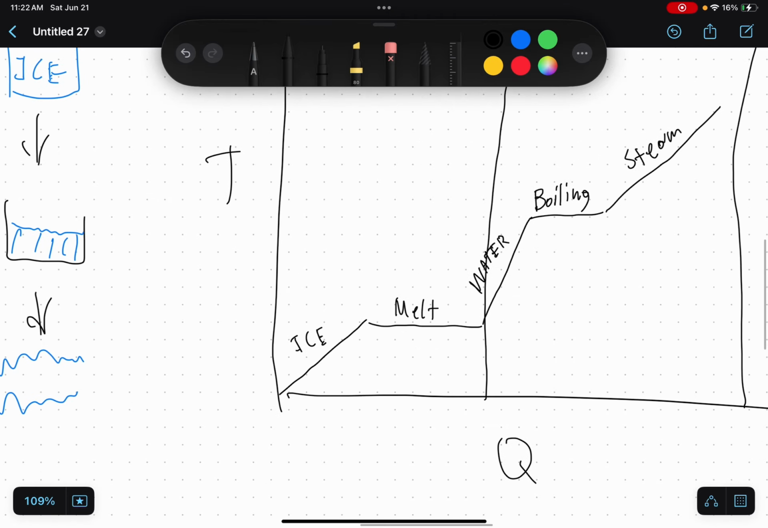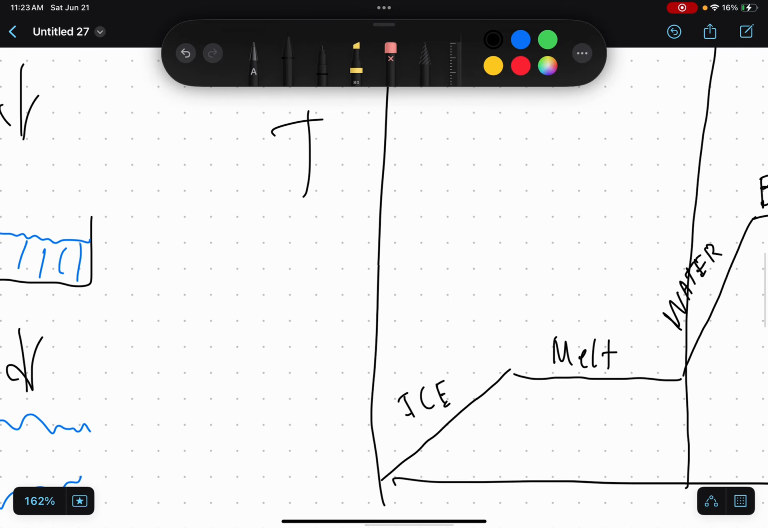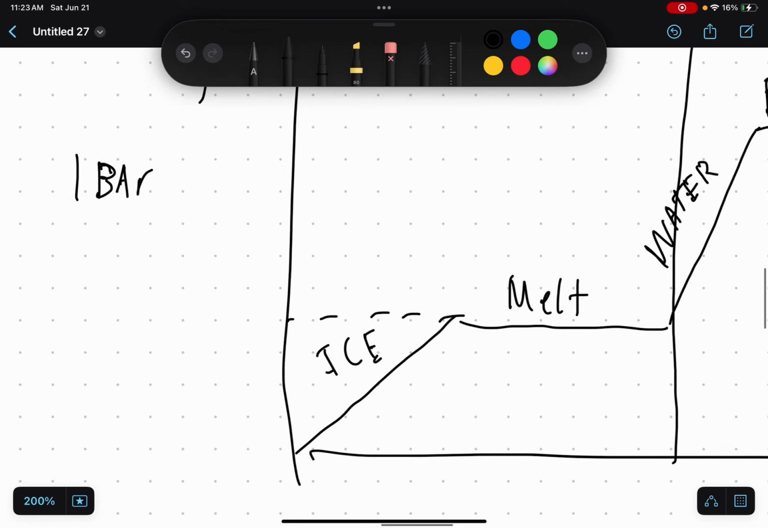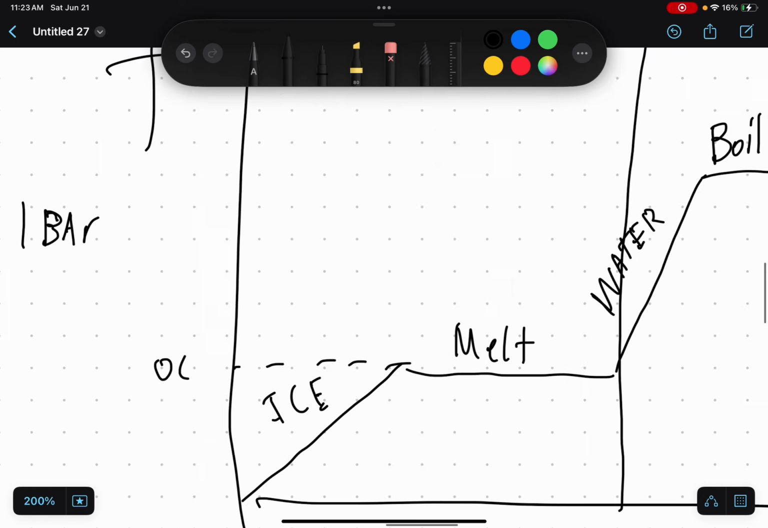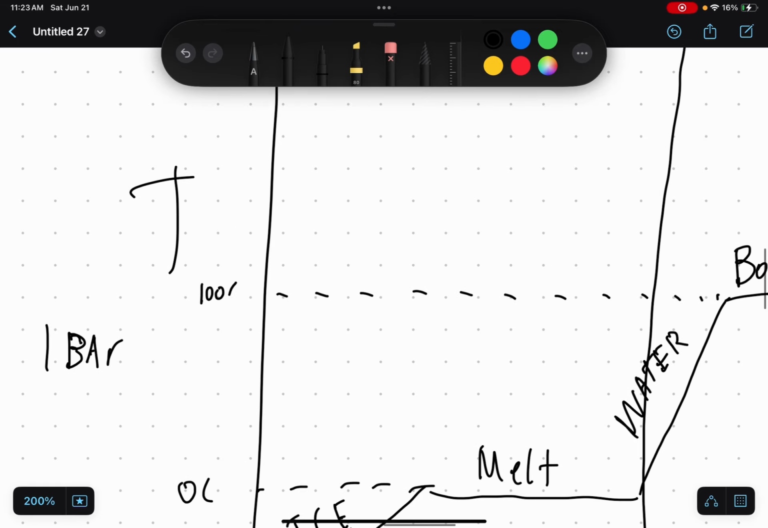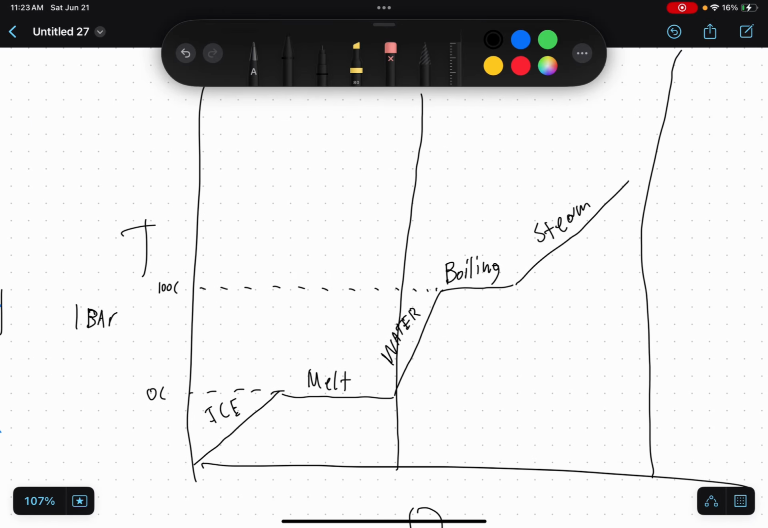So if we're at atmospheric pressure, 14.7 psi, I'm going to use bar because the table that we're going to use uses bar. 1 bar is basically 1 atm. So if we're at 1 bar, what would these temperatures be? Well, water melts at 0 Celsius and it boils at 100 Celsius under normal atmospheric pressure. But we'll get back to pressure later.